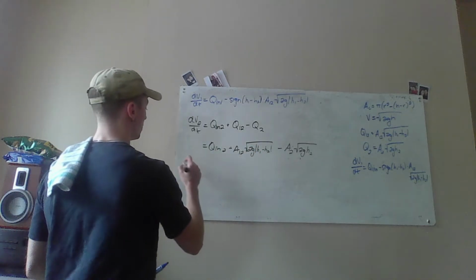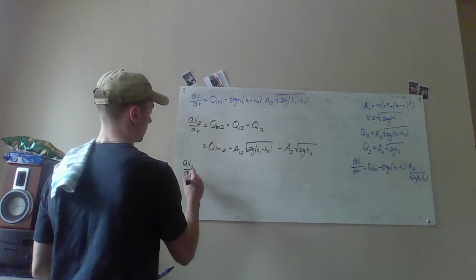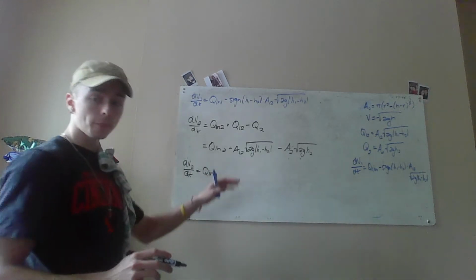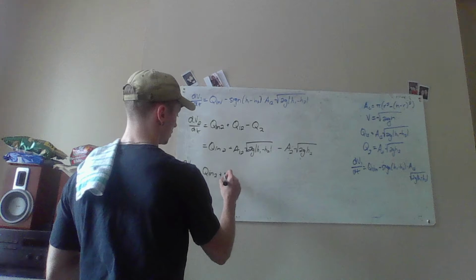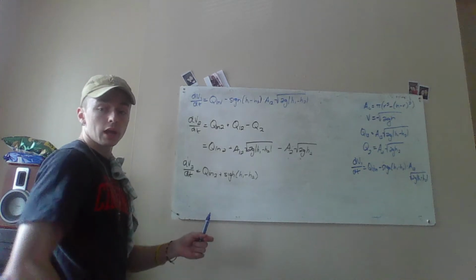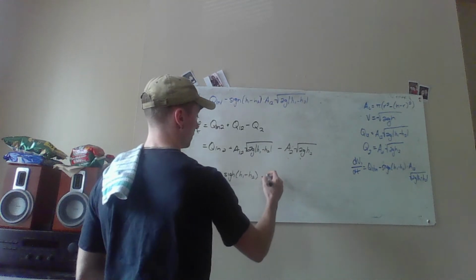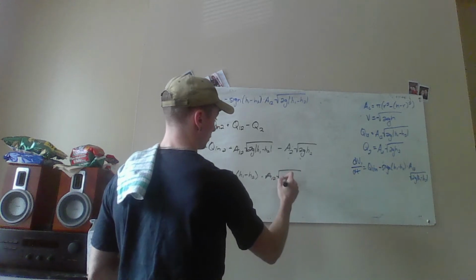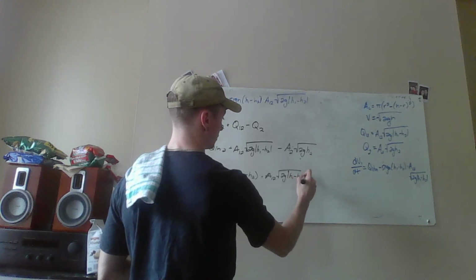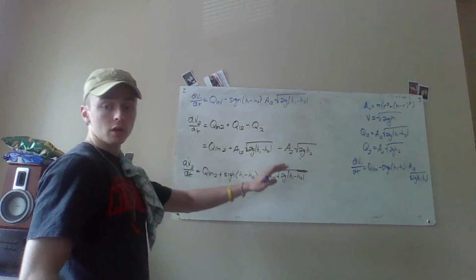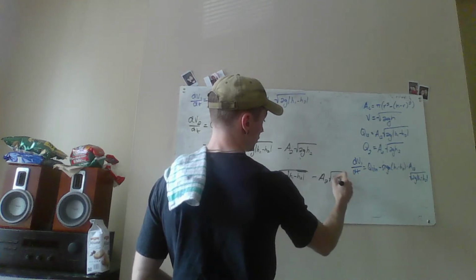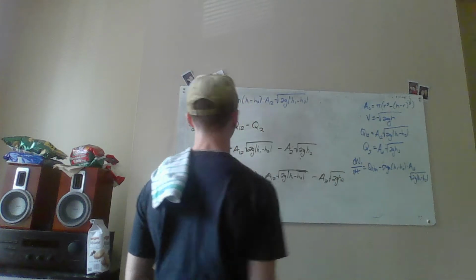So we say that the initial flow rate of tank 2 with respect to time is equal to the flow of fluid into tank 2 plus the sign compensation of height 1 minus height 2 times the area of 1,2 times the square root of 2 times acceleration due to gravity times height of fluid 1 minus height of fluid 2, absolute value, minus the area of tank 2 times the square root of 2 times acceleration due to gravity times the height of the fluid in tank 2.